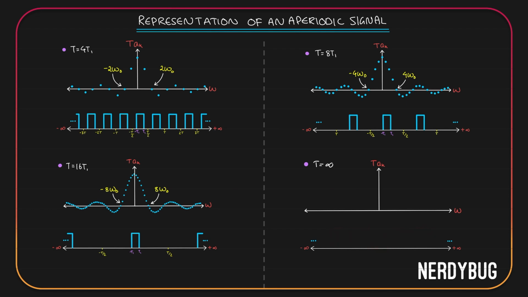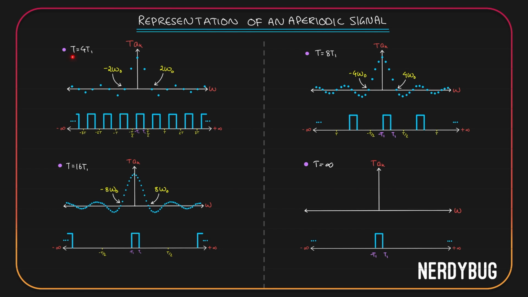So x of t will look like this. It only has one pulse between minus t1 and t1. So we can say that the signal actually became aperiodic now. Or we can say that an aperiodic signal is actually a periodic signal whose time period is infinite.